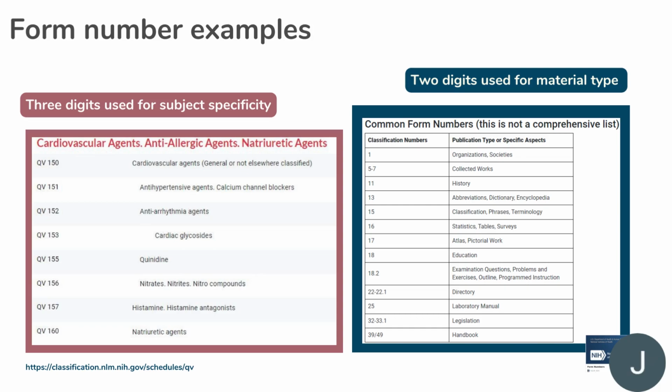Here are some examples of 2 different types of form numbers. You'll see that the 3-digit form numbers represent subjects specific to the schedule it's under. The 2-digit form numbers would be used to represent the same publication type no matter what schedule it's under.